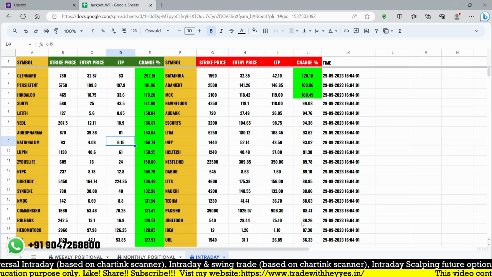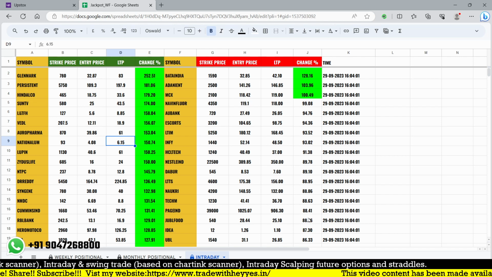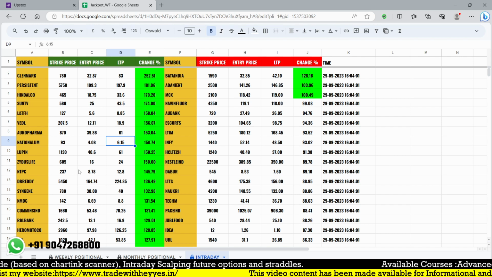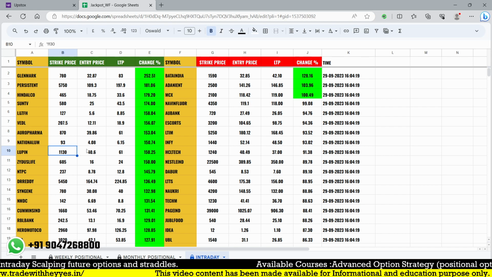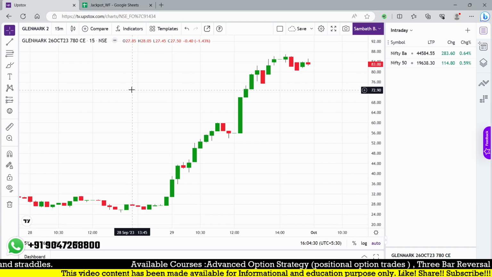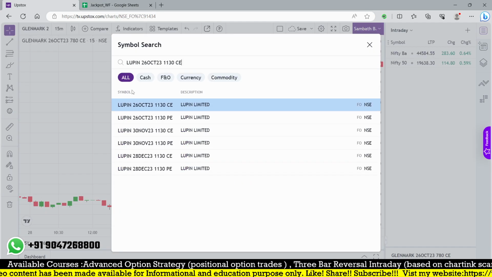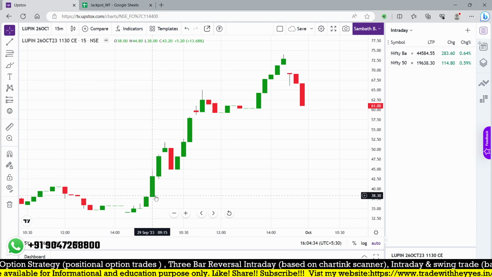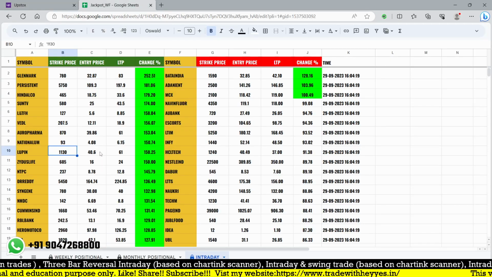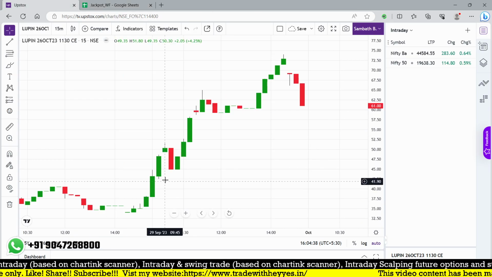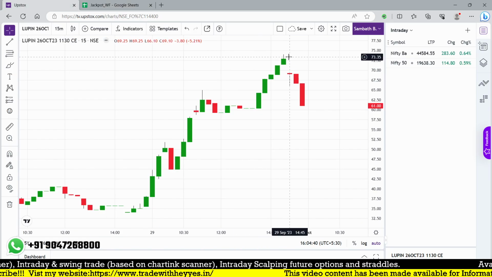And a fresh breakout, you need to find from this list. And if you find a fresh breakout, that is working for us. And Lupin also, at 11:30, that is working well today. So you can see at 9:30, 44 is the breakout point. This also broke, but after that it came down to the same level and then it went higher.